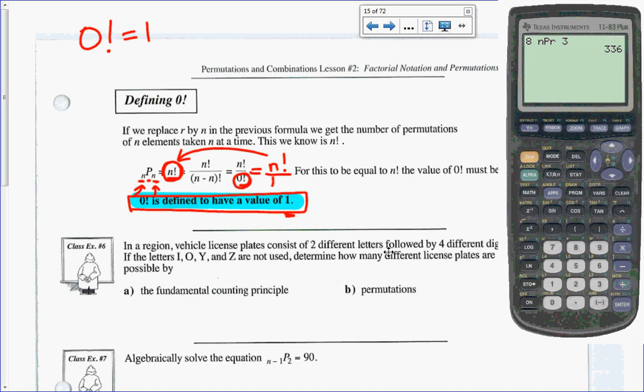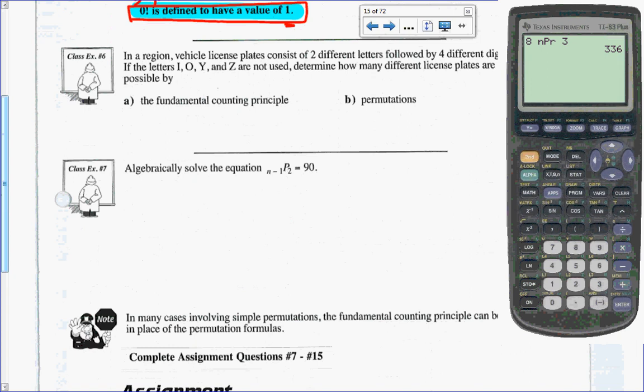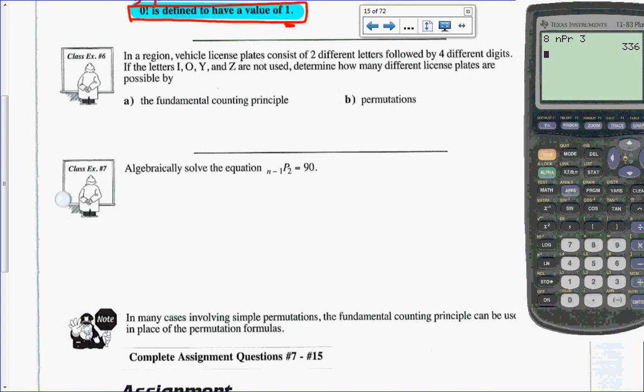Okay, a license plate question again. In a region, vehicle license plates consist of 2 different letters followed by 4 different digits. If the letters I, O, Y, and Z are not used, determine how many different license plates are possible using the fundamental counting principle. Okay, well, how many spots are there in this license plate? It says it consists of 2 different letters followed by 4 different digits. So there's 6. 1, 2, 3, 4, 5, 6.